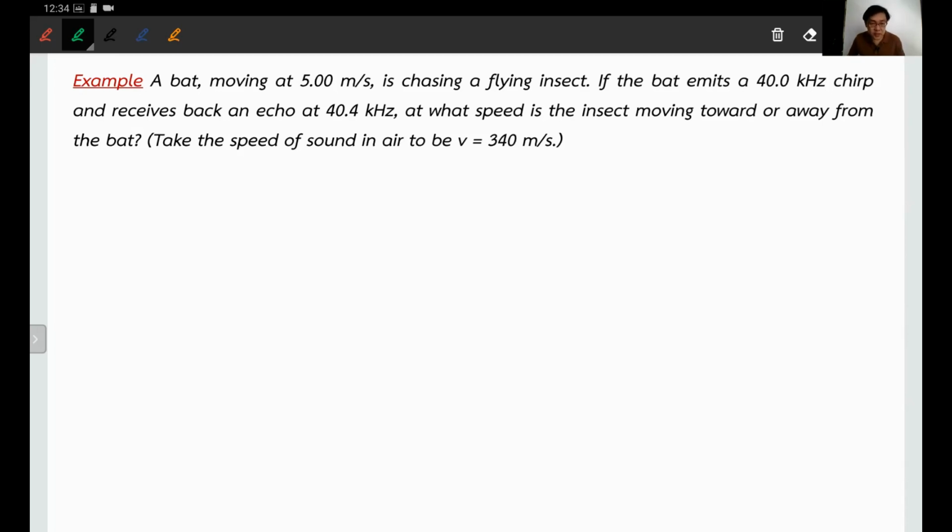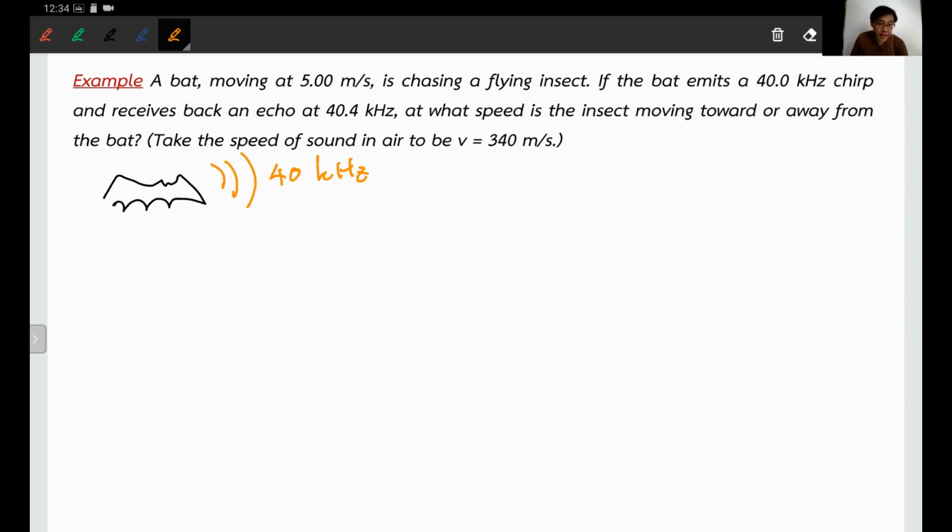Okay, so let's take a look at this. So you have a bat moving at 5 meters per second and chasing a flying insect. Now, if the bat emits 40 kilohertz chirp, all right, so that's good. So let me sort of draw a bat right here. There you go. And generate some super high pitch sound. Of course, that's not audible by humans because we have the upper limit of hearing of about 20 kilohertz, somewhere around there. But this one is going to be ultrasonic.